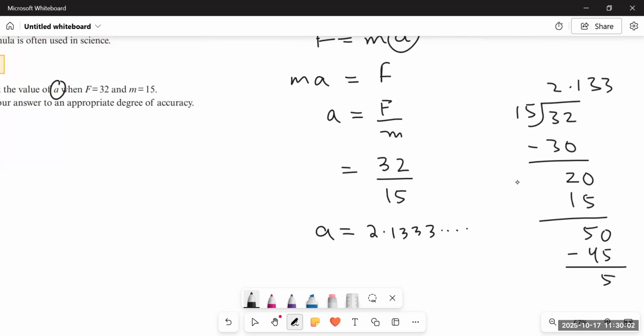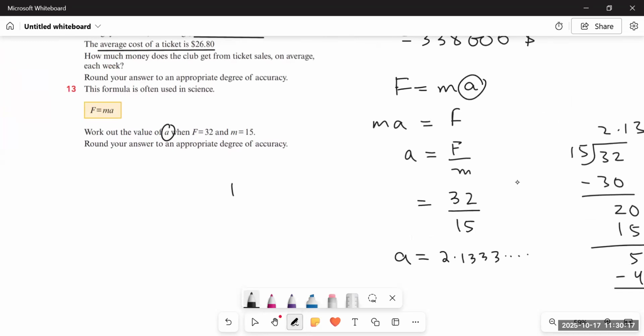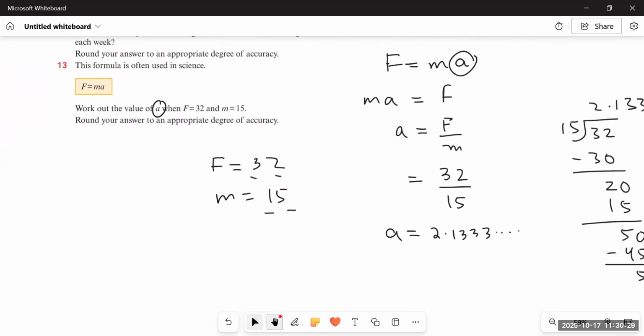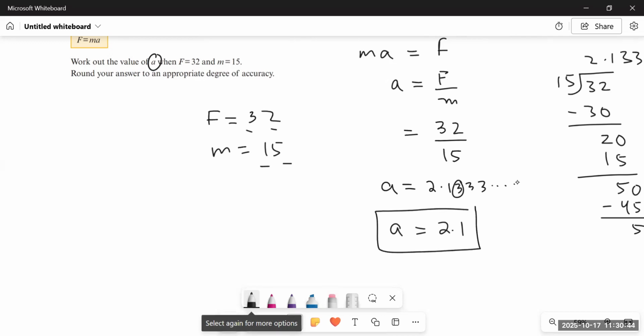But we have to write down the answer to an appropriate degree of accuracy. That is, we will write the answer to two significant figures. Why are we writing the answer to two significant figures? Because we discussed earlier that when the quantities in the question are two digits each, you see F is equal to 32, M is equal to 15, we have two digits in each of the two. So the answer to an appropriate degree of accuracy would also have two significant figures only. So the answer would be 2.1, since the decider over here is 3, which will not affect 1. So the answer is A is equal to 2.1. That's all.